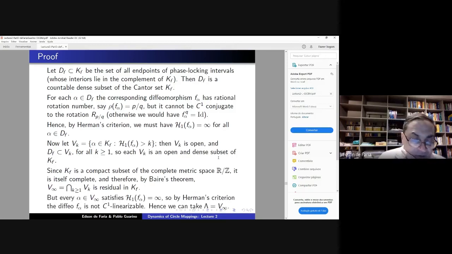But every point in this V sub infinity has to be in V sub k for every k. So the Herman invariant of the maps corresponding to these parameters has to be equal to infinity. So again, using the Herman criterion, these diffeos cannot be C1 linearizable. So you have proven the existence of lots and lots of non-linearizable analytic diffeomorphisms of the circle, arbitrarily close to rotations, if you will.